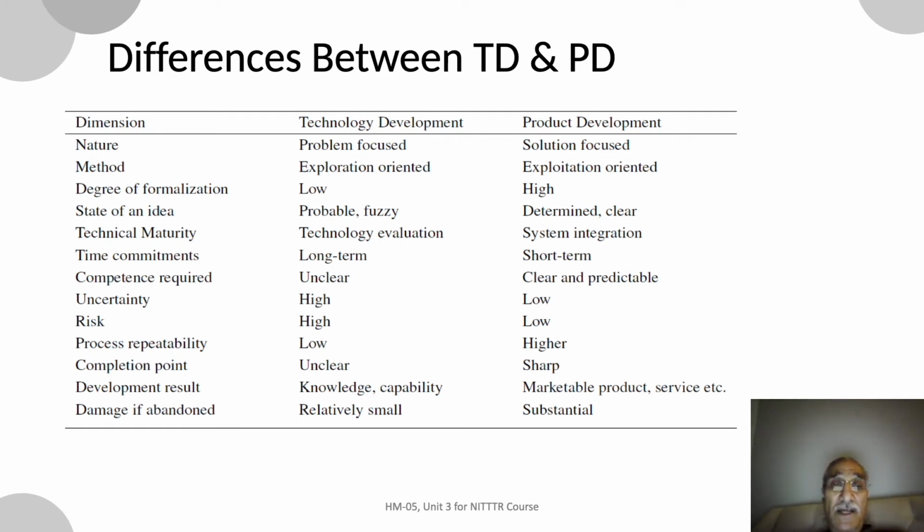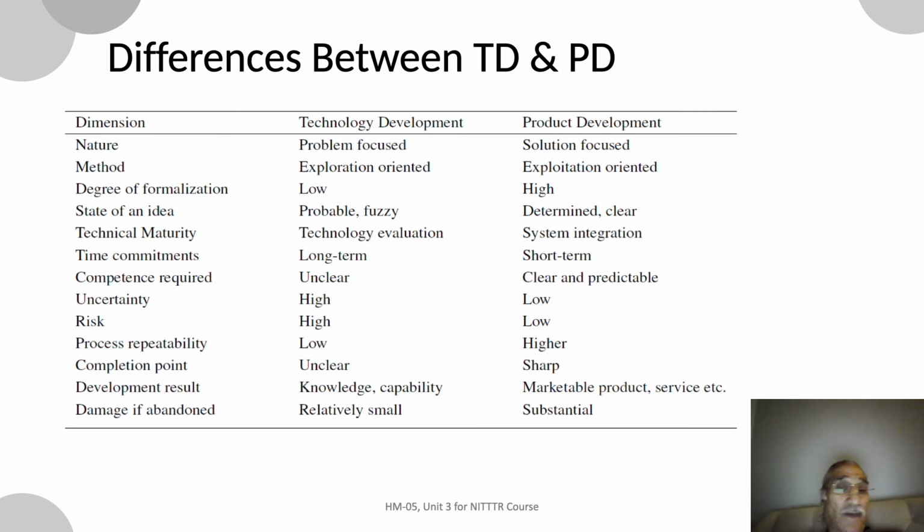Uncertainty is high in technology development and low in product development. Risks are high in technology development, low in product development. Process repeatability in technology development is low. That is what we want to overcome. We want to make this process repeatability high. In the case of product, it has to be the highest, because we cannot afford to have a non-standard, non-similar, non-repeatable product in the marketplace.